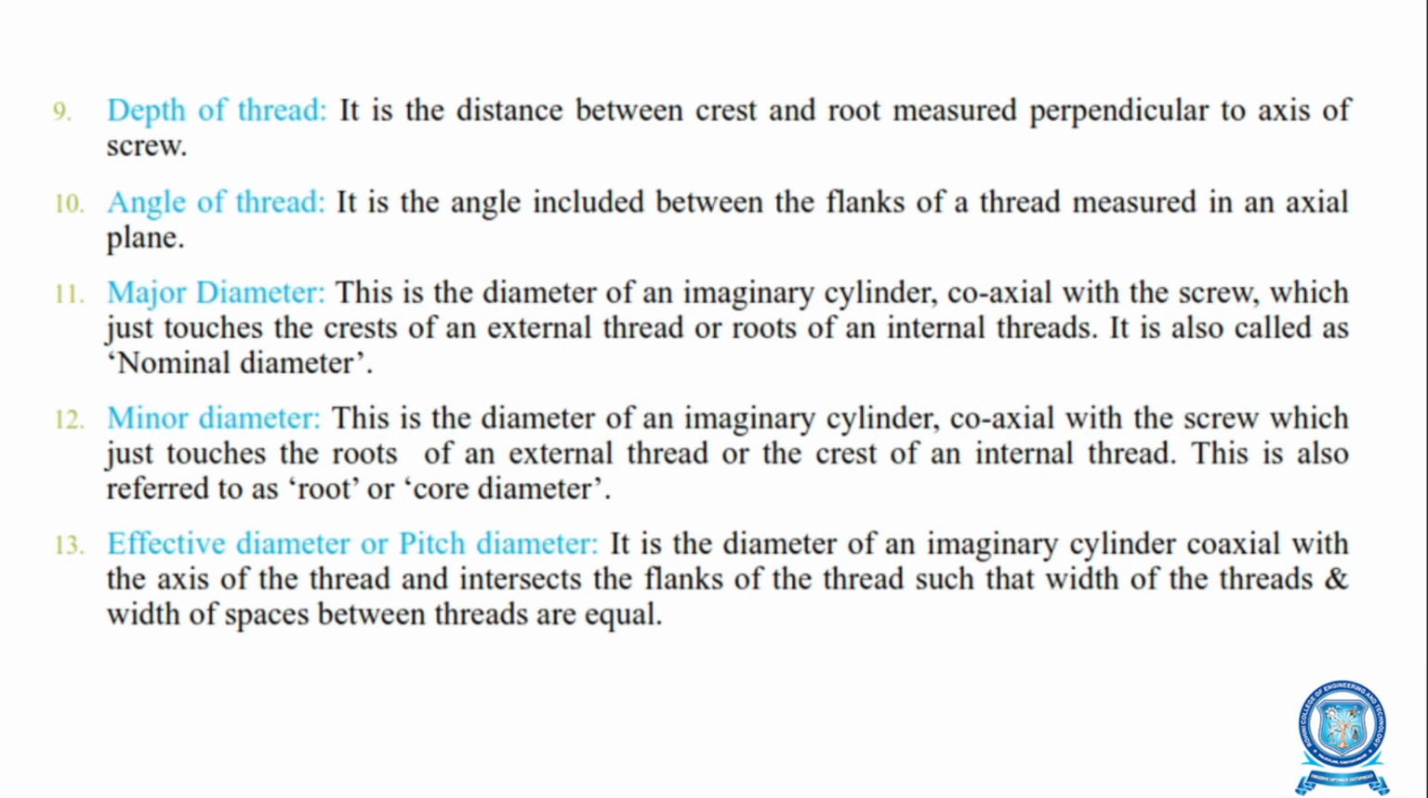Then what is a pitch diameter or effective diameter? It is the diameter of an imaginary cylinder coaxial with the axis of threads which intersects the flanks of the thread such that the width of the threads and the width of the spaces between threads are equal. Then it is called an effective diameter or pitch diameter. With this, the session is over.